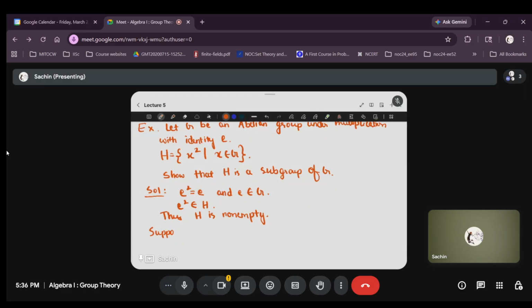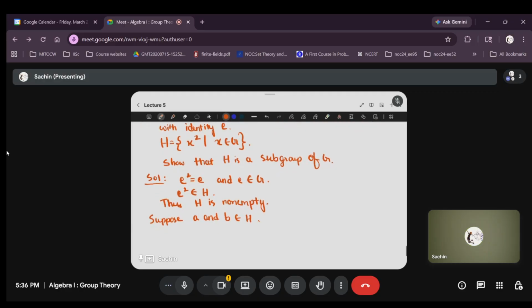Suppose A and B belong to H. That means A is equal to x square, B is equal to y square for some x and y in G. Right? That's what it means for an element to be in H. Then to show that H is a subgroup, we have to show that AB inverse is in H.